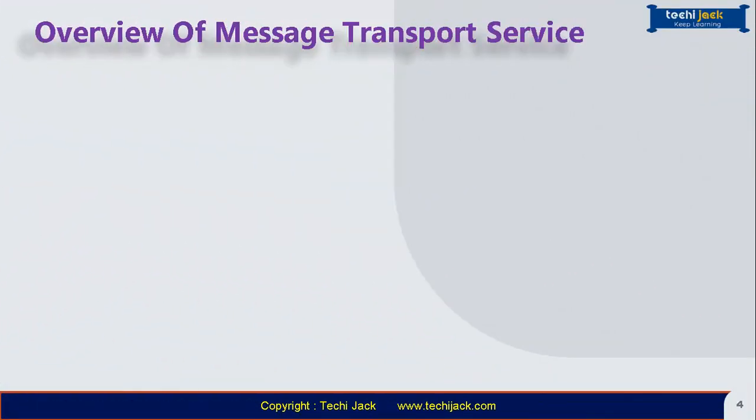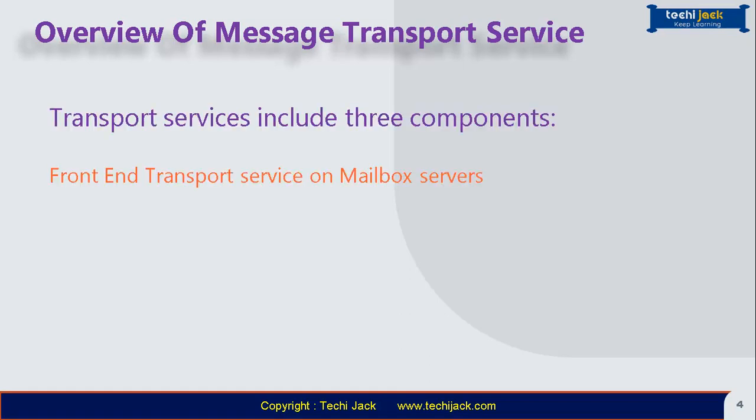Basically, the message transport service performs mail routing both within an organization and between an organization and the internet. And transport service has three components: front-end transport service on mailbox server. This service acts as a stateless proxy for all inbound and outbound external SMTP traffic for the Exchange Server organization. So this is the first point of contact when email arrives at an Exchange server.